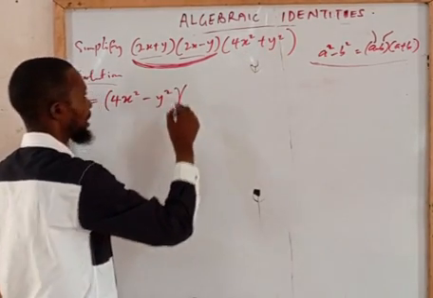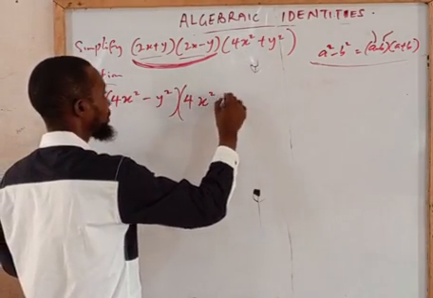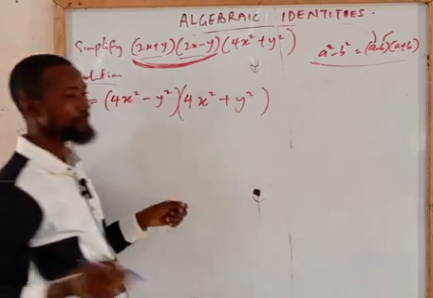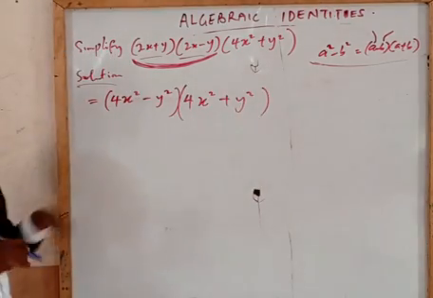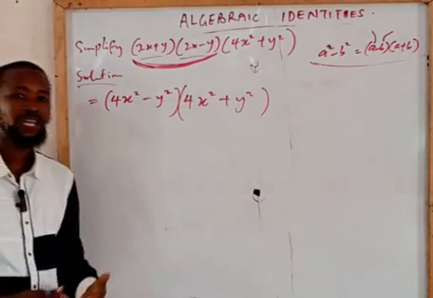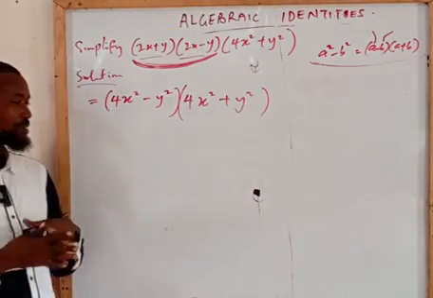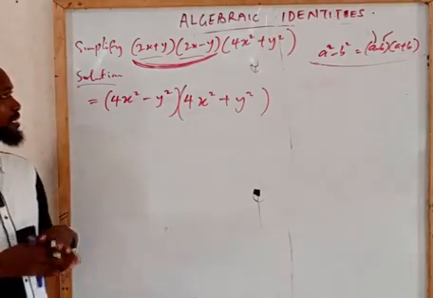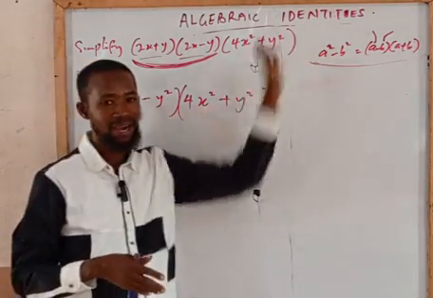So I'm going to say bracket 4x squared plus y squared. Remember, I've said we don't want to do direct multiplication. Doing direct multiplication is a waste of time. The best thing we want to apply is still our identities.